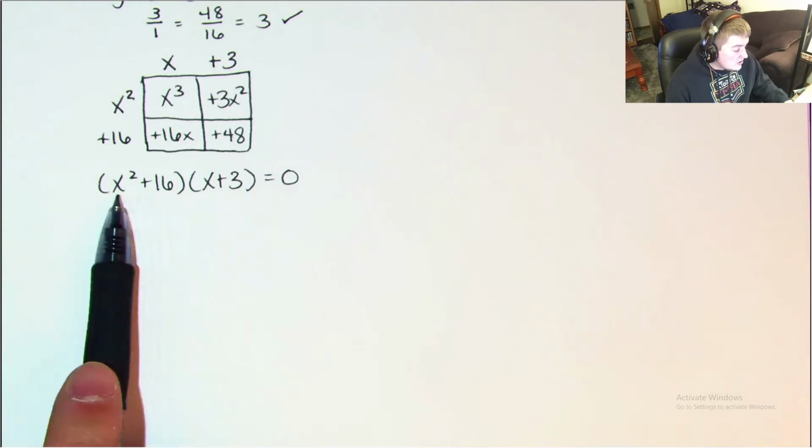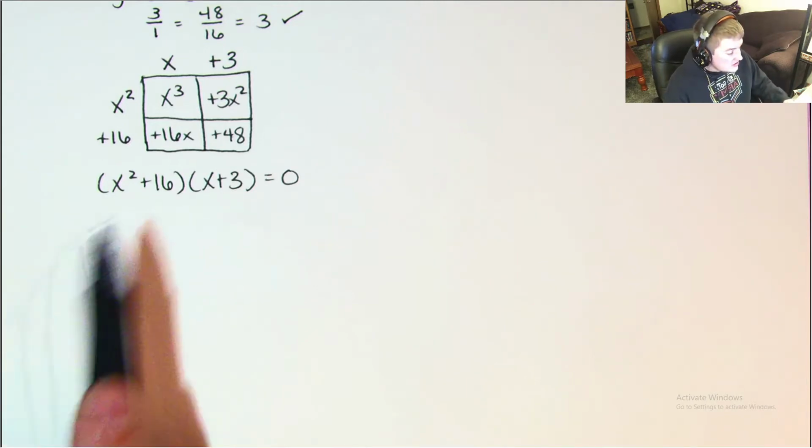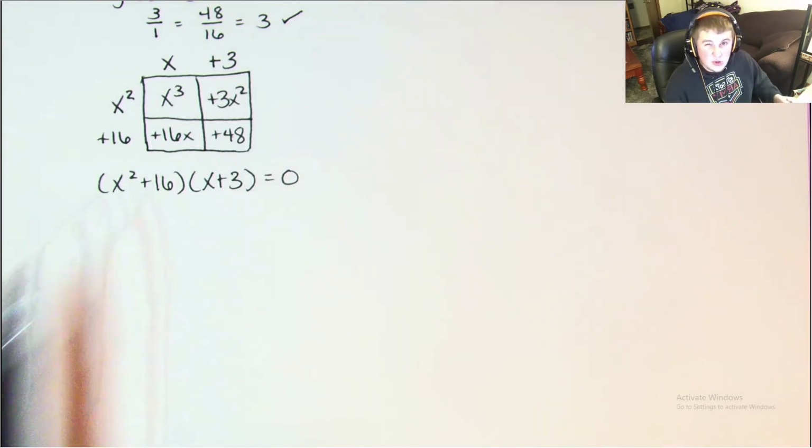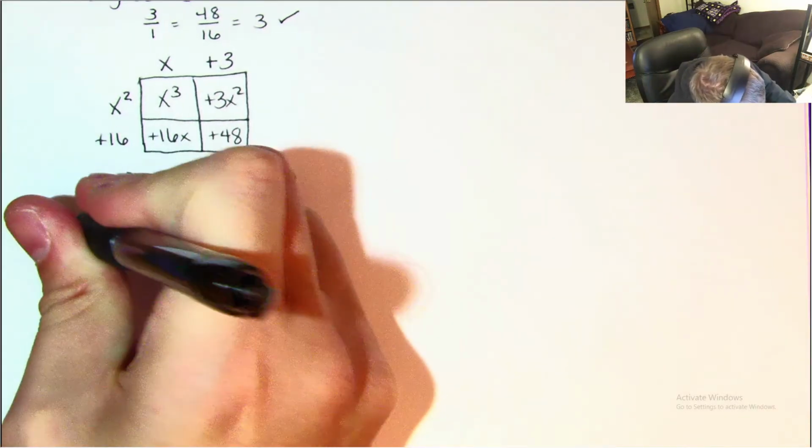Here, though, these are each perfect squares. X squared is a perfect square. 16 is also a perfect square, meaning that I might have a special pattern. But upon further inspection, I'm adding these, and there's only a difference of perfect squares, and this is a sum of perfect squares. So from this point on, I can just solve.